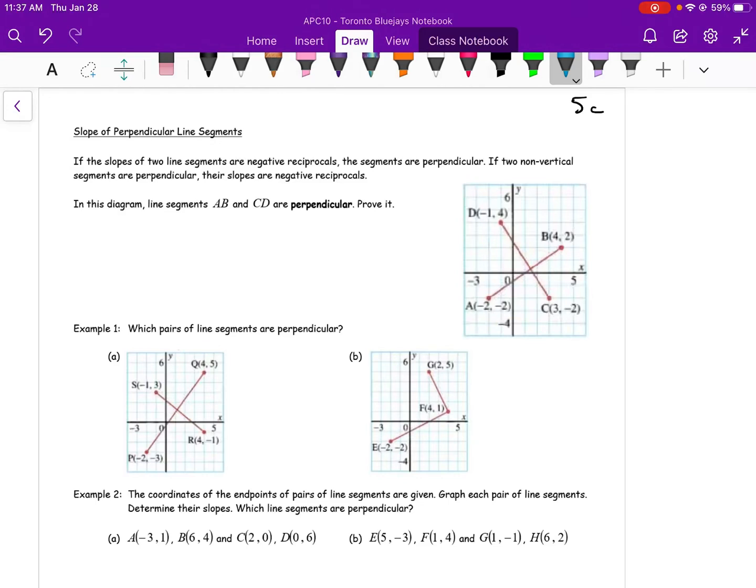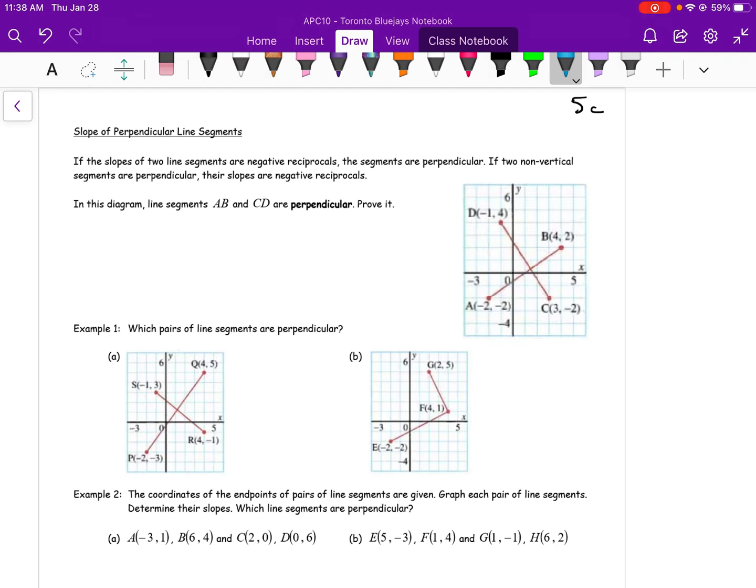Slope of perpendicular line segments. If the slopes of two line segments are negative reciprocals, the segments are perpendicular. If two non-vertical line segments are perpendicular, then their slopes are negative reciprocals. Perpendicular means meet at a right angle.